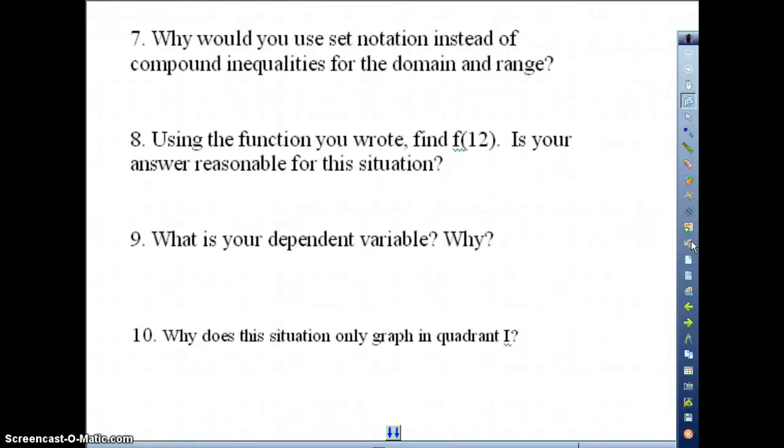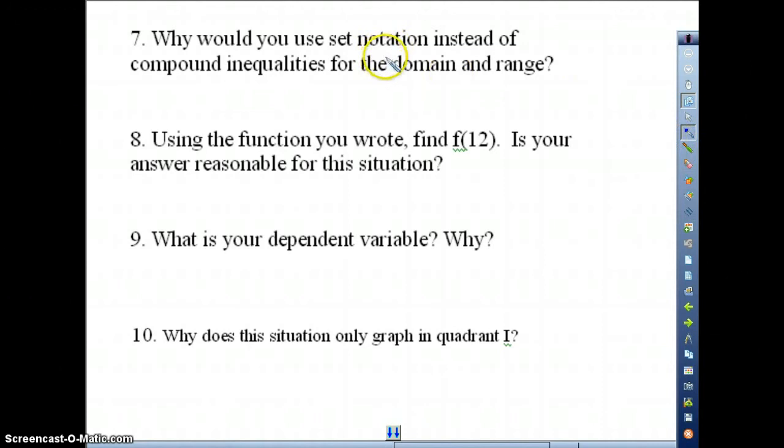Okay, I'm going to start number 7 over again. The video ended and it said I had a microphone error, so I sure hope this microphone's working now. Number 7 says, why would you use set notation instead of compound inequalities for the domain and range? Sitting here with period 5, and I picked up with number 7, so they don't know the answer because they haven't done the first 6 problems.